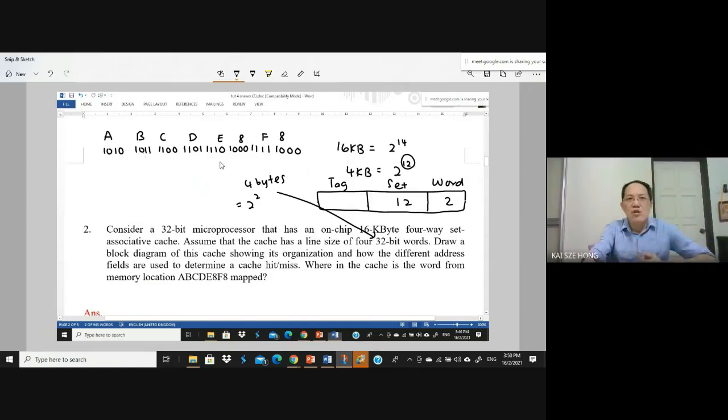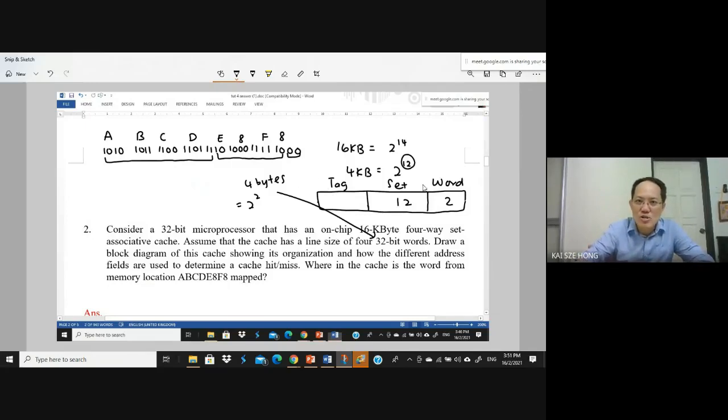So from here, this one is 2 bits over here, and 12. 1, 2, 3, 4, 5, 6, 7, 8, 9, 10, 11, 12. From here, this one is actually your set. The rest are actually the tag. So you have to tell me what is the number over here, and the number over here. Only then will you know they are referring to the 0 word over there.